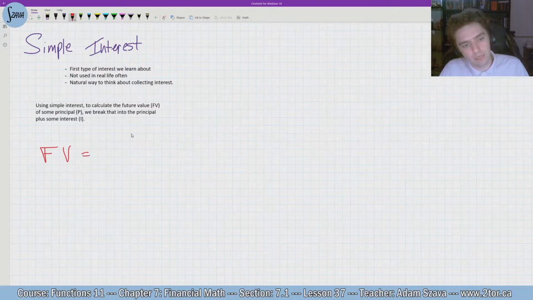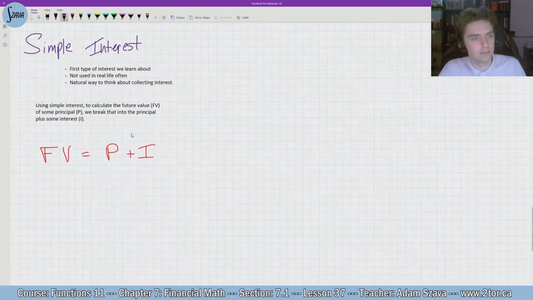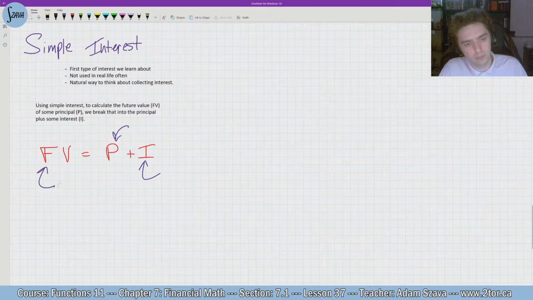Right? So it's going to be equal to the principal plus some interest that I've collected or spent. Okay, so future value: principal plus interest. But we've kind of pushed the problem a little bit further down the line, because now you still have to ask, how do we calculate the interest? So let me just label everything here. This is future value, principal, and interest.